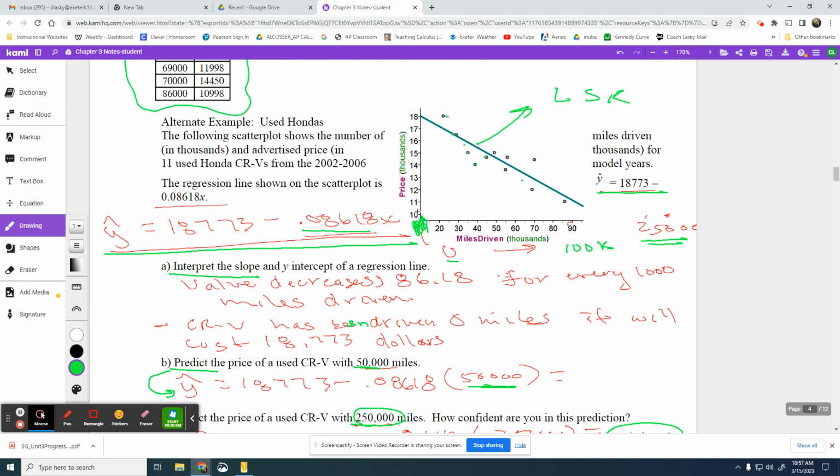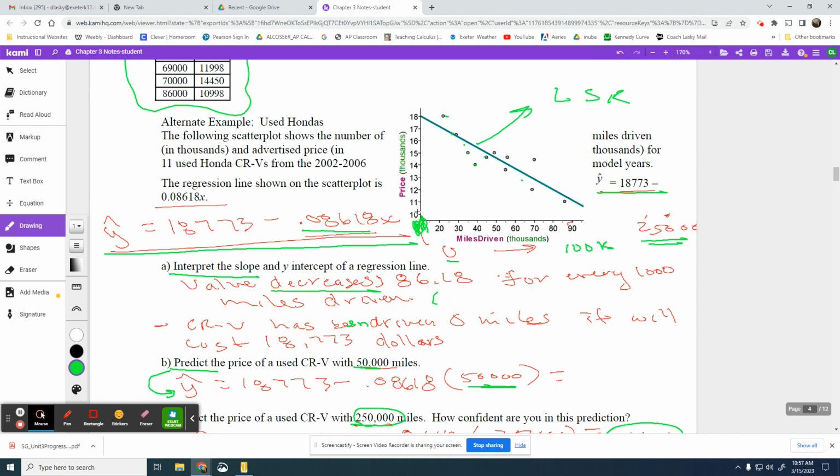So we have our equation here. The formatting got a little weird, but it's y hat equals 18,773 minus 0.08618x. So your slope is 0.08618 here, and it has to do with the thousands of miles that the CRVs were driven and how much they're worth. If we interpret the slope, it's negative, so the value is decreasing at $86.18 for every 1,000 miles it's driven.